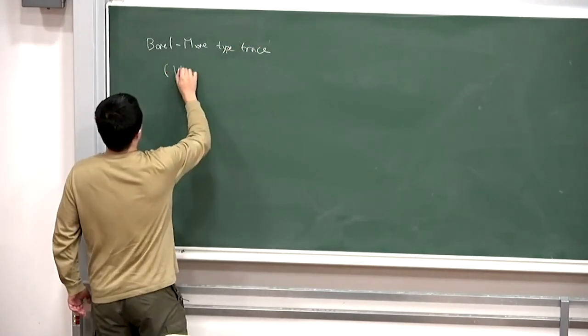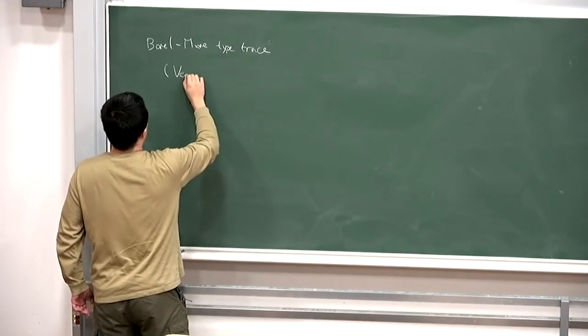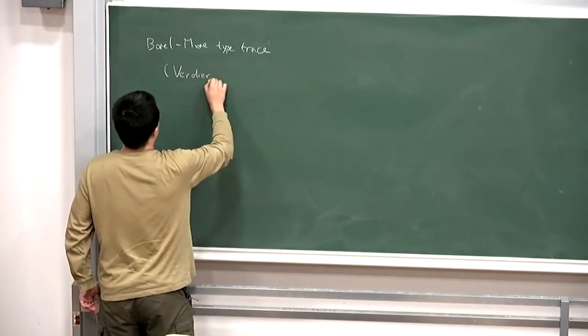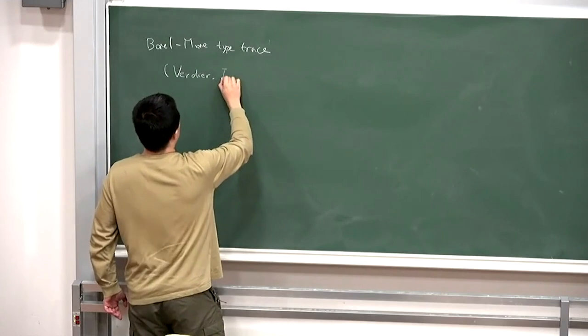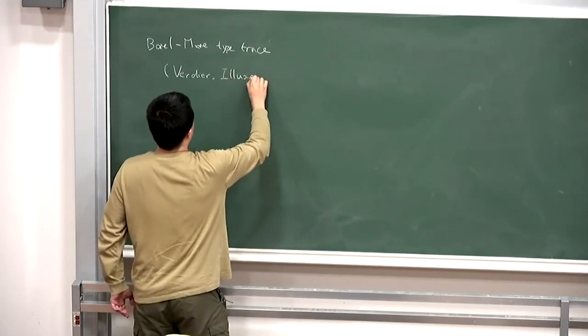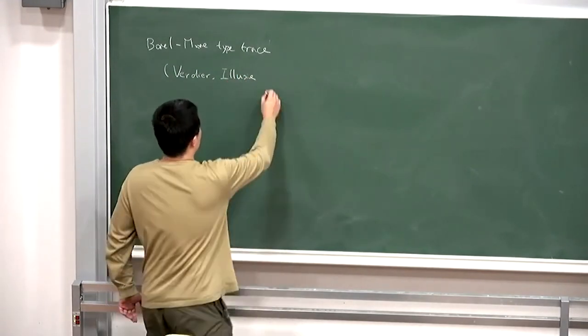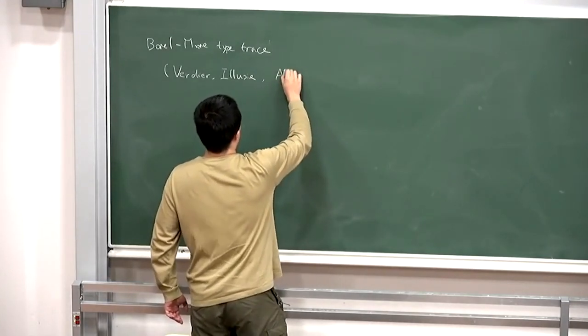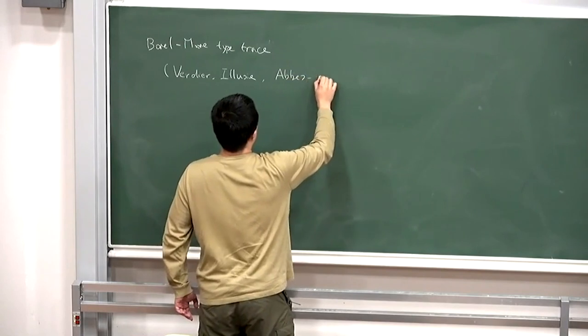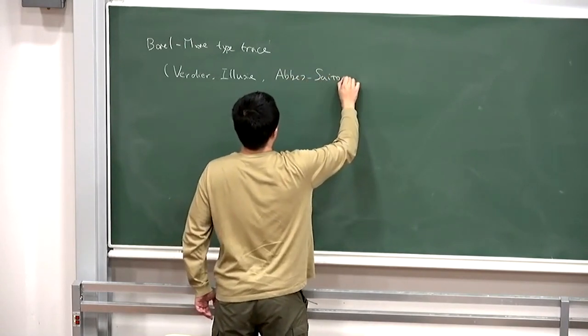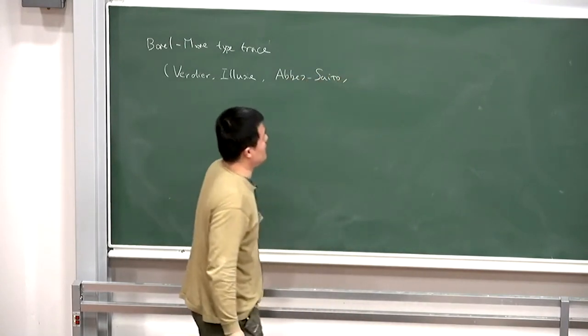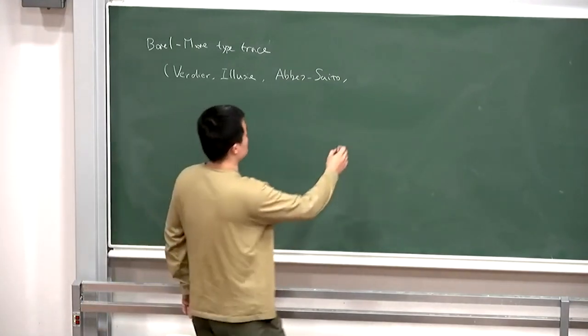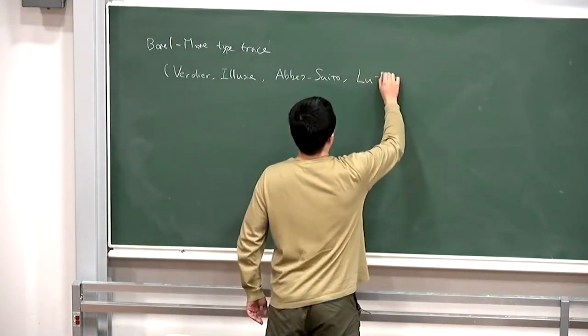So historically, it was originally due to Verdier, and then written down by Illusie in SGA 5. And much later, it was exploited by Abbes and Saito. And more recently, a more categorical framework was established by Liu and Zheng.